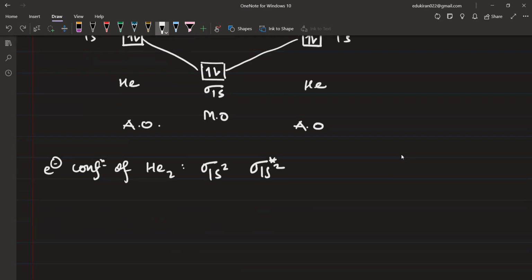Now we are going to write the bond order. So bond order is equal to the number of electrons in bonding molecular orbital minus the number of electrons in anti-bonding molecular orbital, divided by 2. So tell me what will be the bond order for He2? Number of electrons in bonding molecular orbital, BMO.